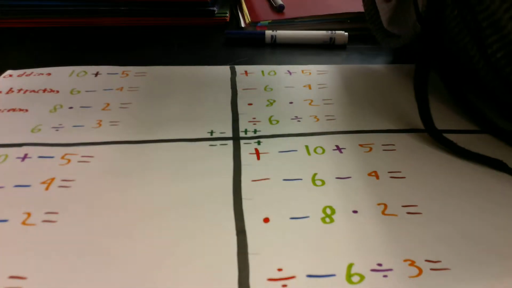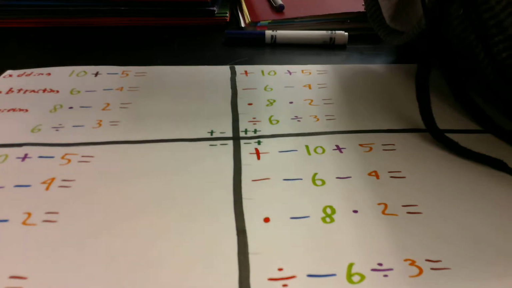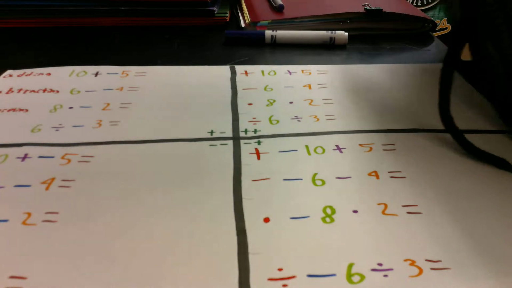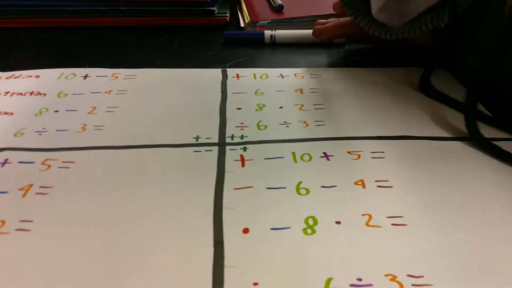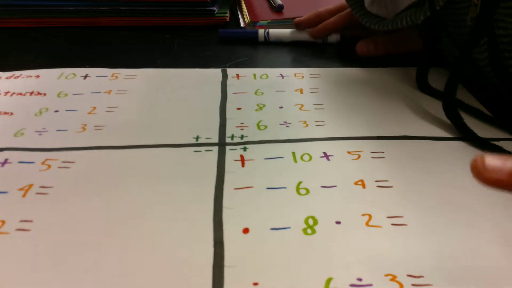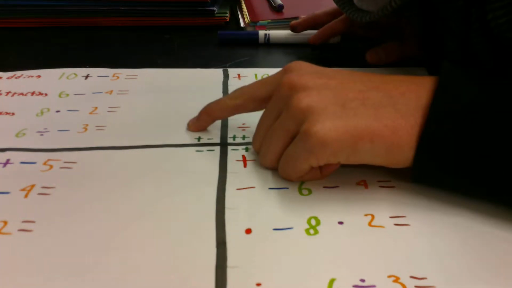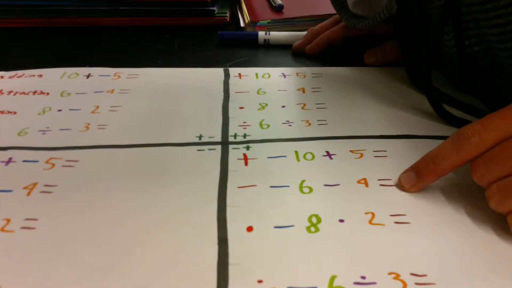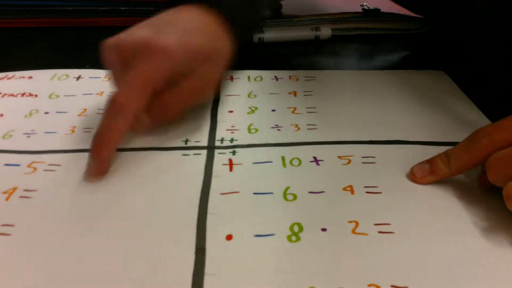Okay, hello everybody. I'm going to be doing this YouTube video about math. Yes, my first YouTube video is about math. It's about adding, subtracting, multiplying, and dividing positives and negatives. I made a graph, an actual graph, with 4 quadrants: positive positive, negative negative, and negative positive. We're going to be going this way.